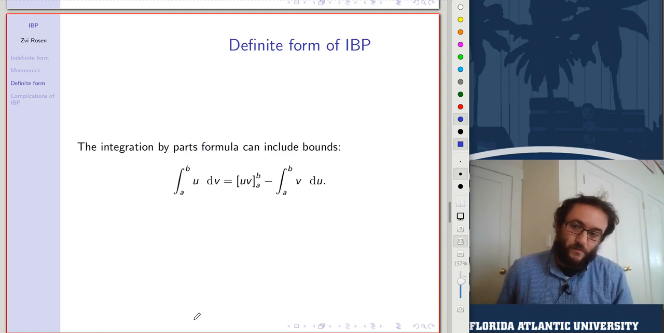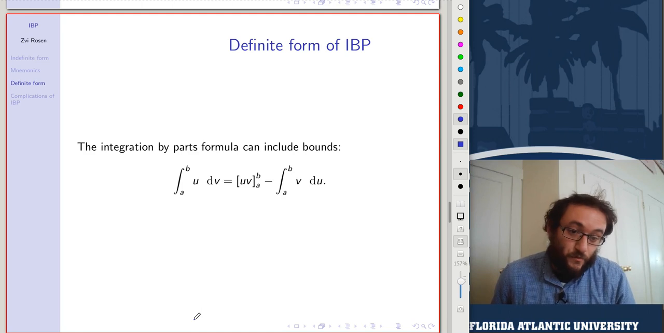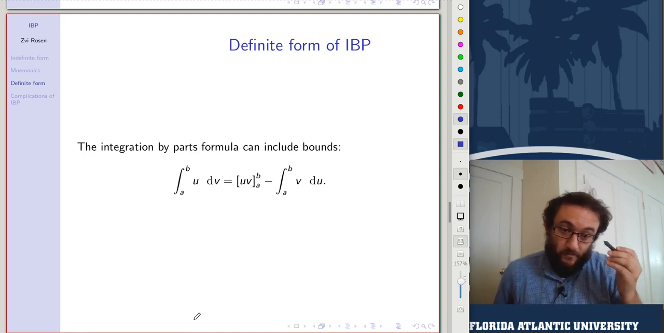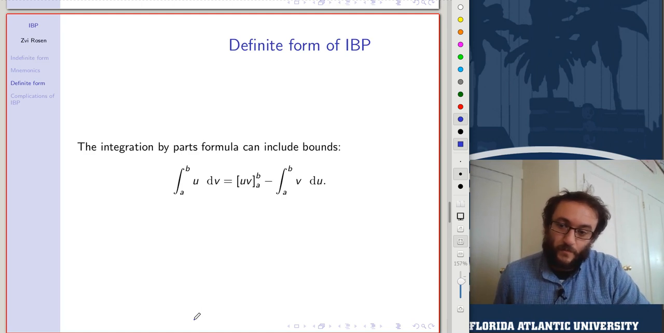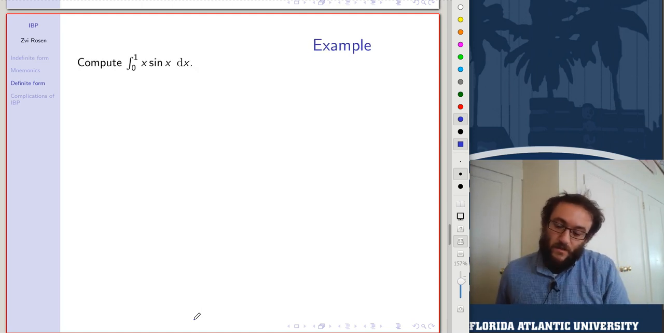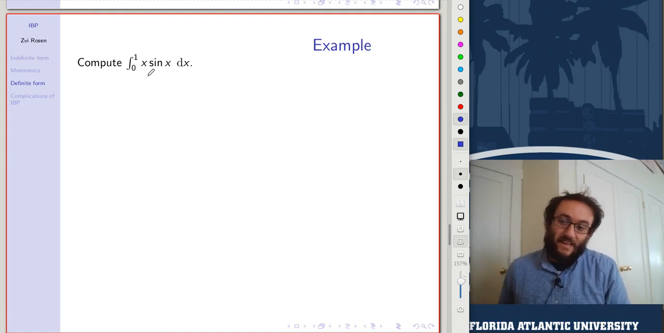So all of that was done with the indefinite form of the integration by parts formula, but you can also do this with bounds. If you take the definite integral from a to b of u dv, then that equals uv evaluated at b minus the evaluation at a, minus the integral from a to b of v du. Let's see that in action. Suppose we want to compute the integral from 0 to 1 of x sine x dx.